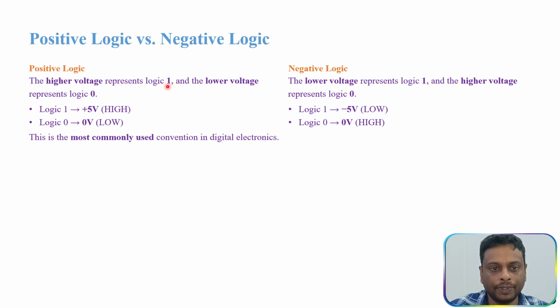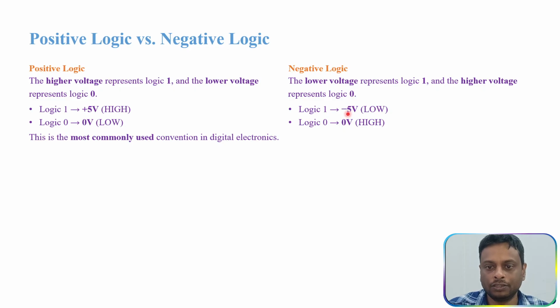In the positive logic convention, the higher voltage level represents a logic 1 and the lower voltage level represents a logic 0. So logic 1 represents a higher voltage level, logic 0 represents the lower voltage level. Plus 5 volt is taken as logic 1, 0 volt is the logic 0. This is the most commonly used convention in digital systems. Similarly, in negative logic, the lower voltage represents logic 1 and the higher voltage level represents logic 0.